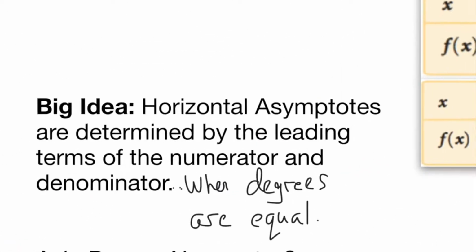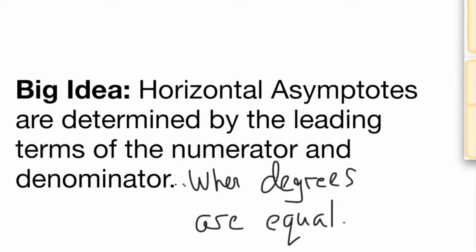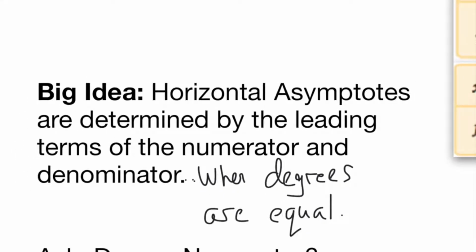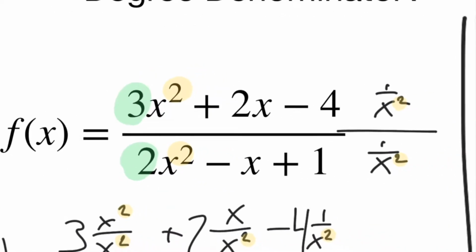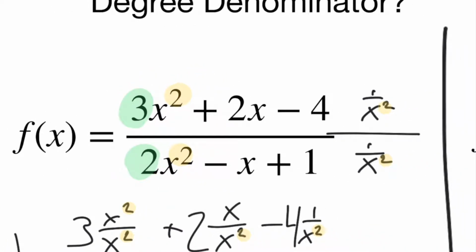So here's the big idea. Horizontal asymptotes are determined by the leading terms of the numerator and the denominator when the degrees are equal. Check this out. In this function, we're going to have a horizontal asymptote, and I can predict that by recognizing that the degrees of the leading terms are equal. This is an x squared term, this is an x squared term. So when that happens, I'm going to predict that the horizontal asymptote is going to be 3/2. That's just what it is.